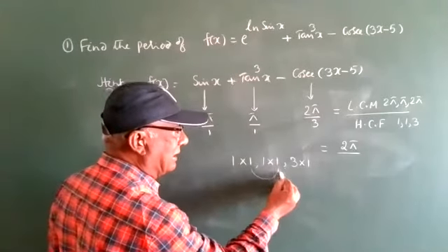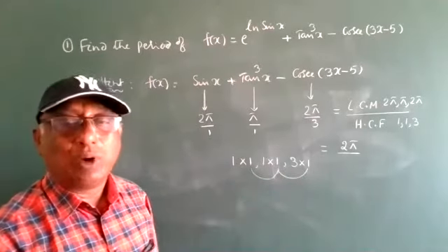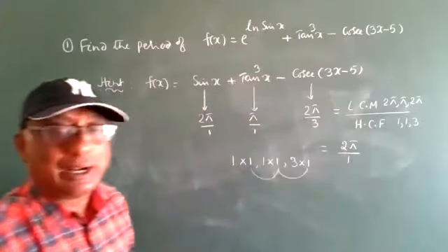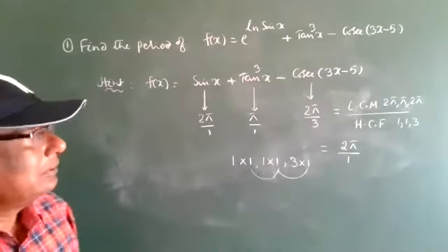Highest common factor is the 1 only. 1 is repeated 3 times. Therefore, the highest common factor is 1. You should write down 2 pi by 1. Okay? Right.